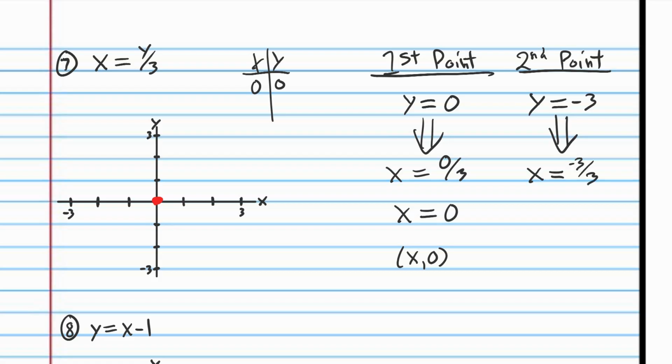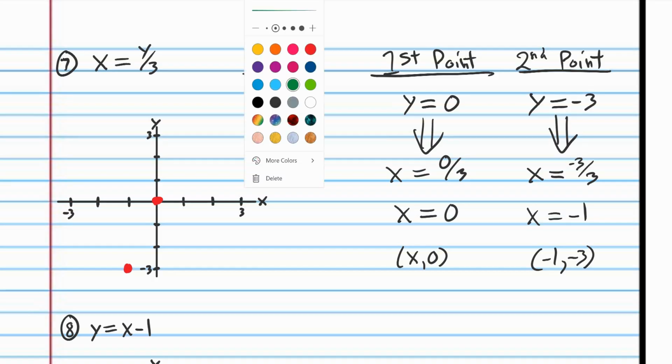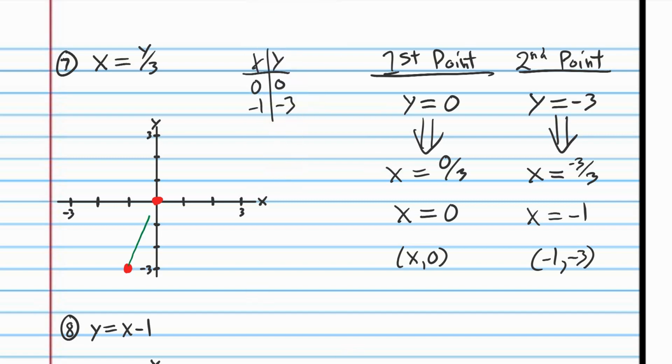So negative 3 divided by 3 is negative 1. So the point is negative 1, negative 3. So we'll put that in our table. And the point goes here. Connect the dots. And there you go. So if that was your graph, good job.